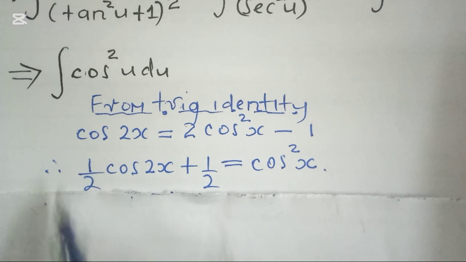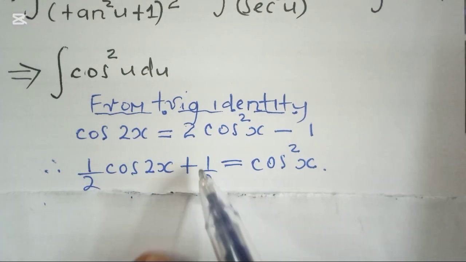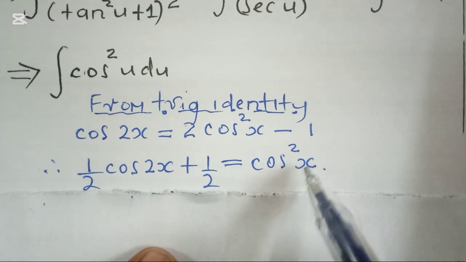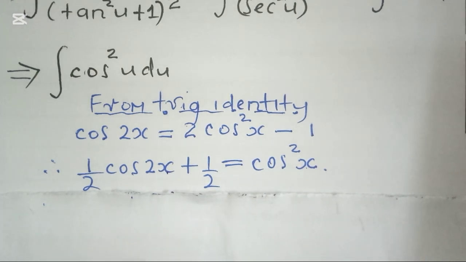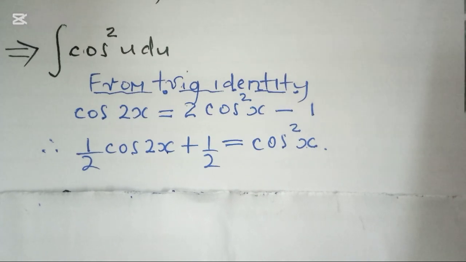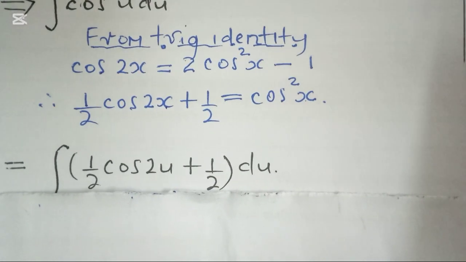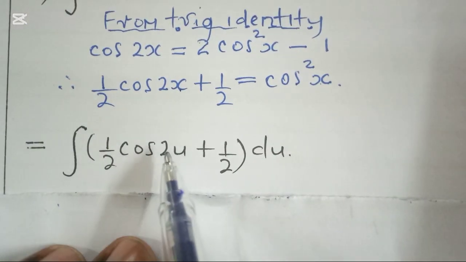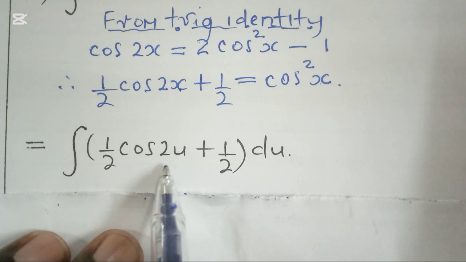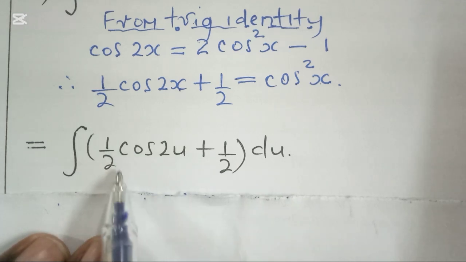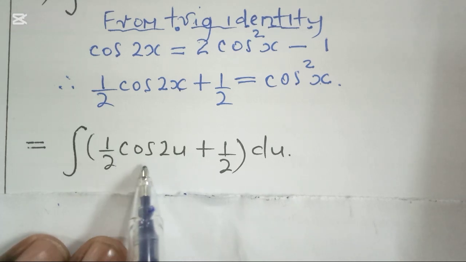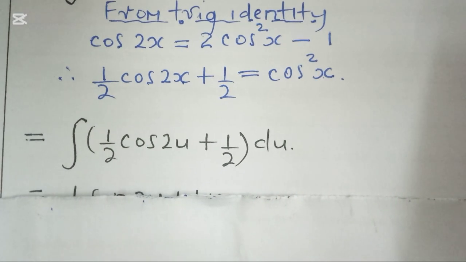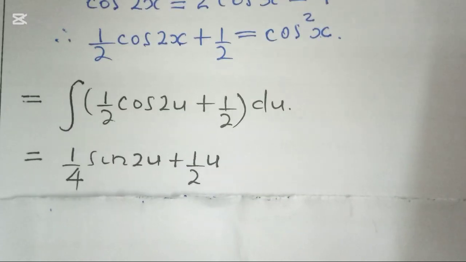When we now integrate that term and this term, remember we are now not dealing with x, but we are dealing with u. So this is what we are supposed to integrate. Integrating that, this is going to give us a quarter sine 2u, and this is going to give us a half u as our integration solution.